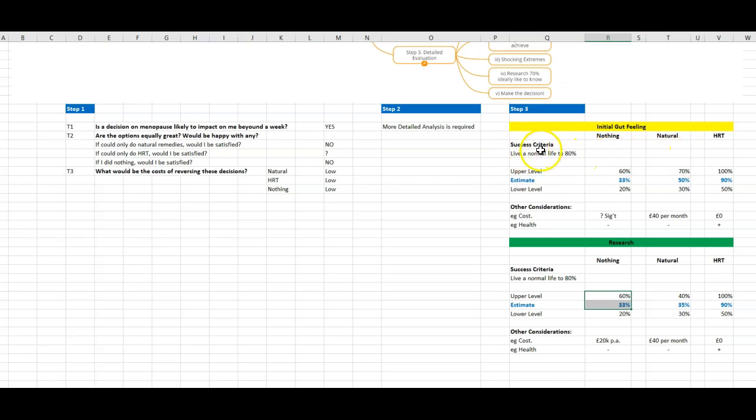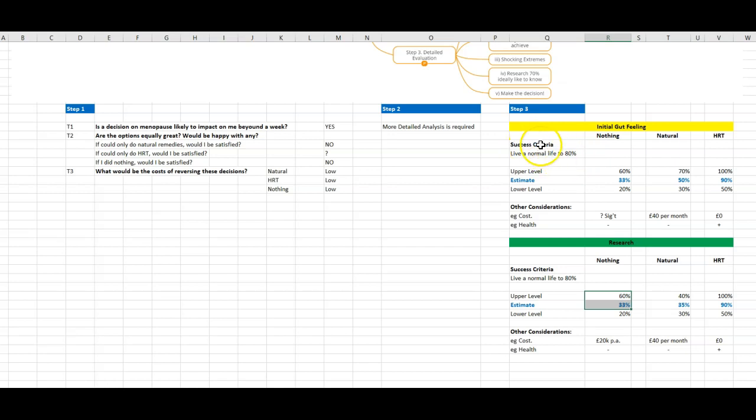For me, I know now that this menopause transition period could take 10 years. I could have symptoms and implications for 10 years, so it's quite a long period of time. My success criteria is I want to live a normal life to an 80% level. I'm happy that there'll be a bit of an impact on me, I'm happy that these symptoms will affect me, but I don't want it to be a major effect, I want it to be only 20%. So I want a normal life at 80% level.